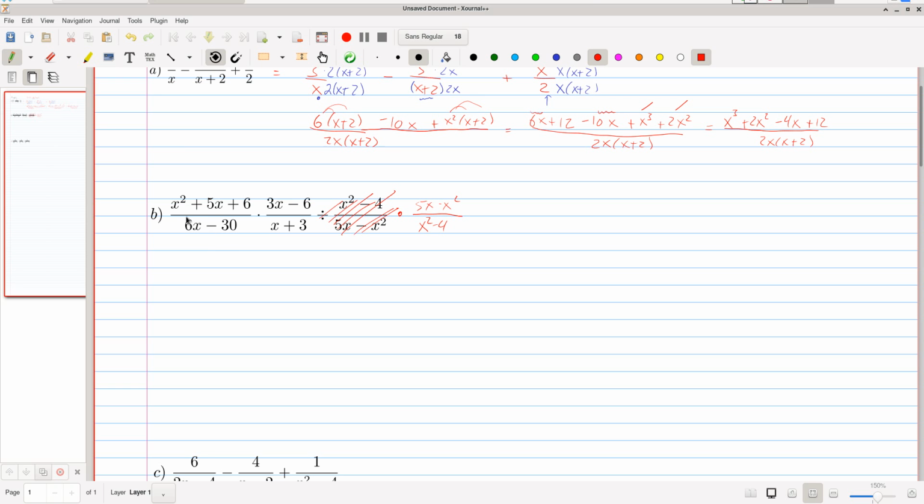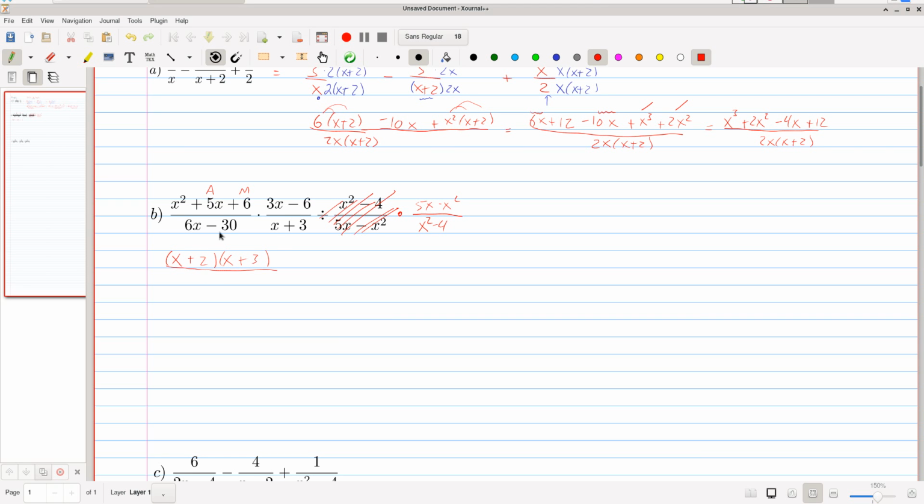So for this first fraction, x squared plus 5x plus 6, I don't see any common factors, so I'm going to go for two sets of parentheses. We can probably write this as the product of two binomials. X squared is x times x. And now I'm looking for two numbers that multiply to 6 and add up to 5. So that would be positive 2 and positive 3.